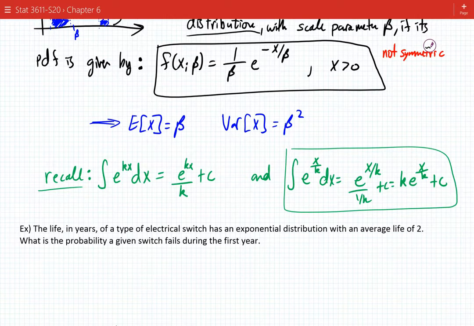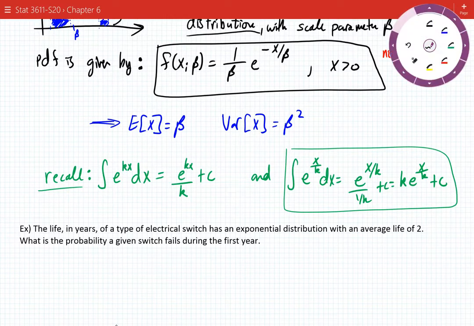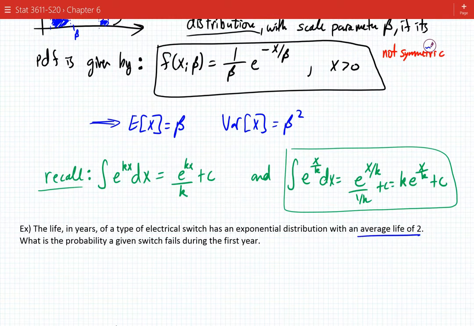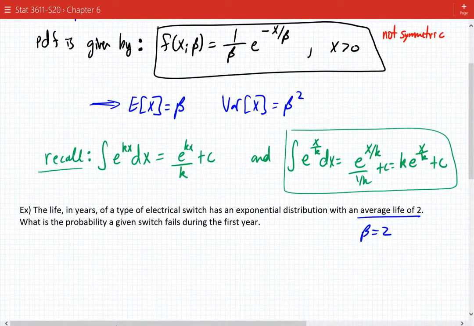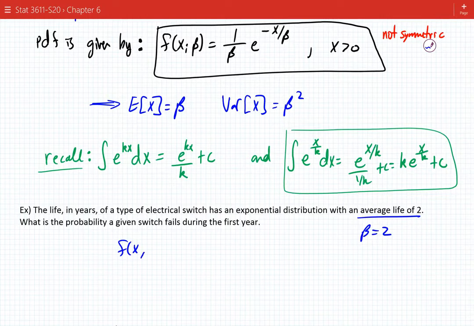The life in years has an average life of 2, following an exponential distribution. So that means we know that beta is equal to 2 here. Our distribution is f of x, an exponential distribution with a scale parameter of 2. So that is going to be 1 over beta, which is 1/2, e to the negative x over 2. And this is good for x greater than 0.